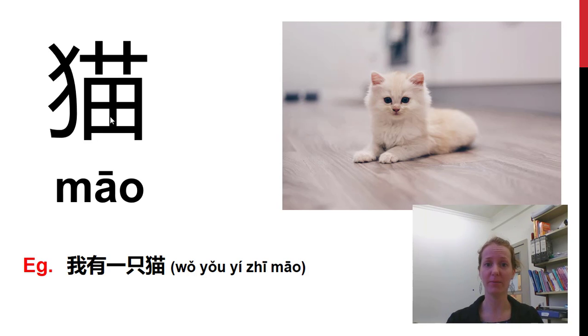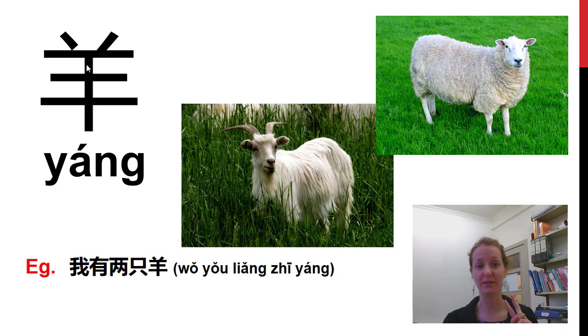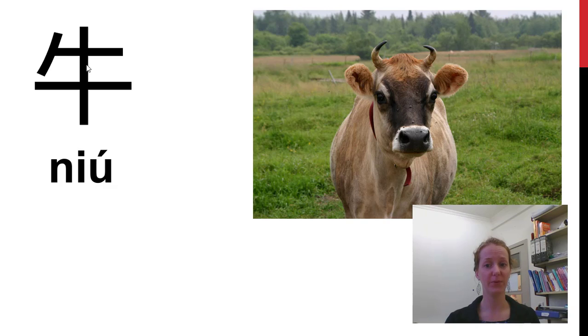我有一只猫。这是什么？这是羊。羊。So you can see we've got our horns at the top here. And this is the word for goat or sheep. There are specific words if you want to distinguish whether it's goat or sheep, but generally we can call both of these a yang. 我有两只羊。这是什么？这是牛。牛。So maybe this cow has gotten into a fight and it's lost one of its horns.